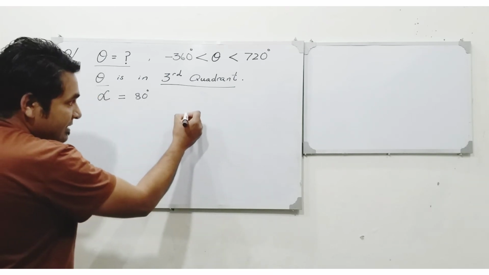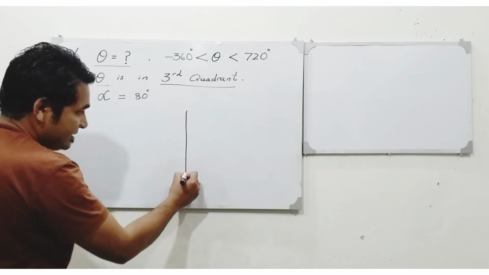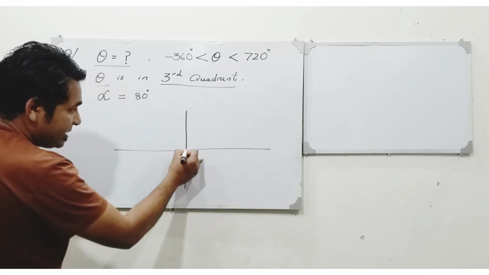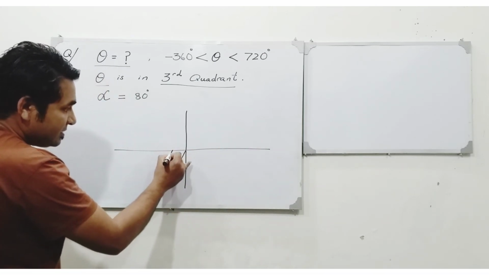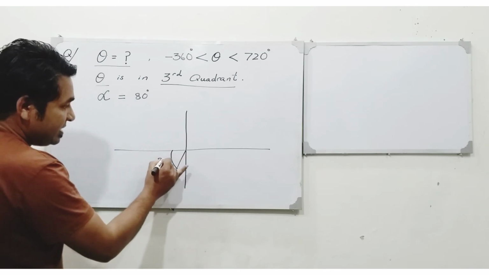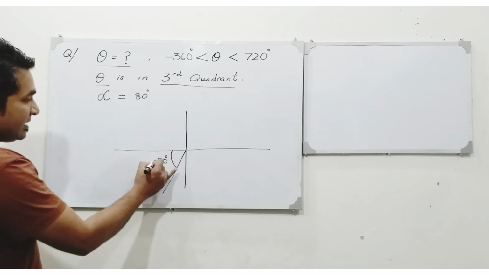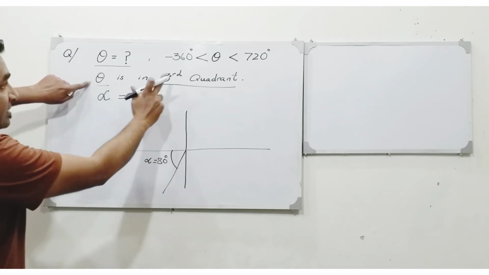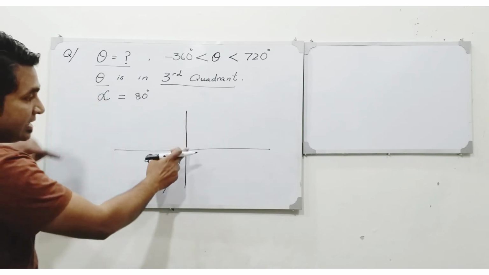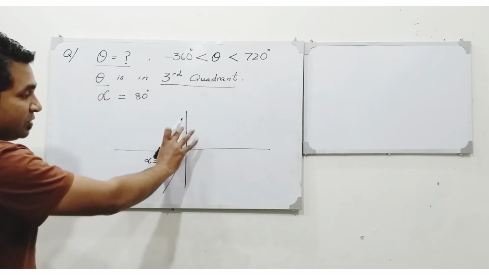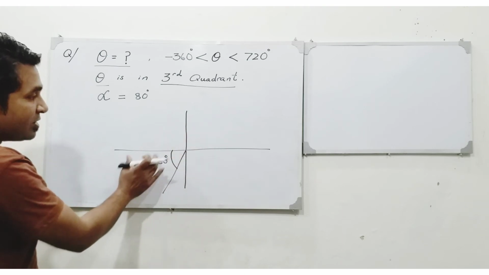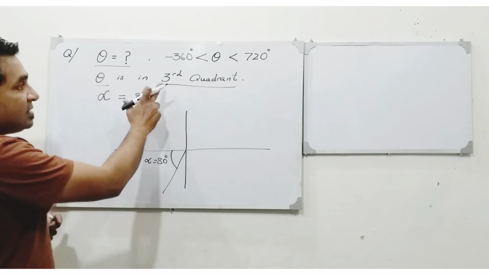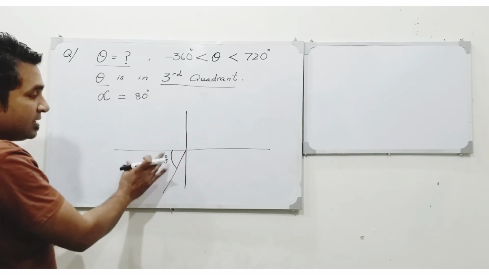Now in this case we will only draw the 80 degree angle in third quadrant, only in third quadrant, because it is fixed. Alpha is 80 degrees and it is fixed because theta is in third quadrant. If I draw the basic angle here and also in this quadrant, then it will not be specific to third quadrant, but it will come in all four quadrants. So in this question, theta is in third quadrant, that's why we will only draw the angle in third quadrant.